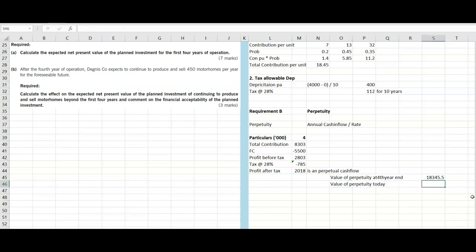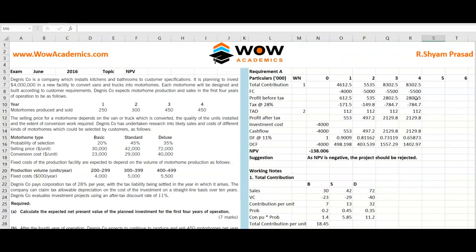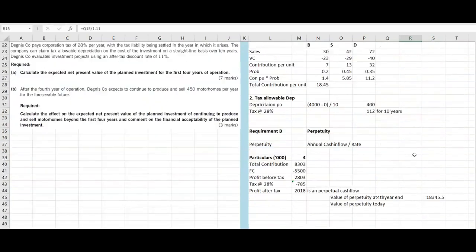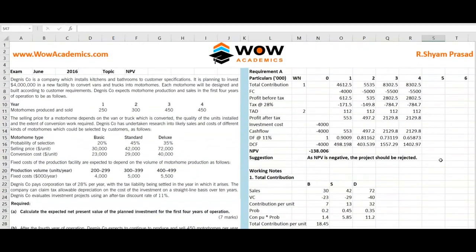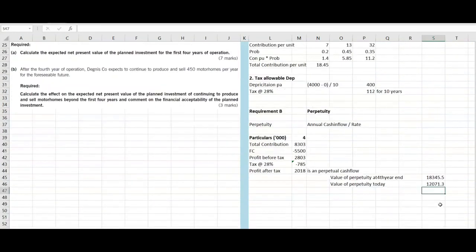So how do you compute the value of perpetuity today? It's computed based upon today's value. The discount factor for the fourth year is 0.658. So take that value. This perpetuity is going to occur at the end of the fourth year, so you can multiply this by the discount factor for the fourth year. That is going to be 0.658. So we'll just check once. So this is going to be the value of perpetuity today.